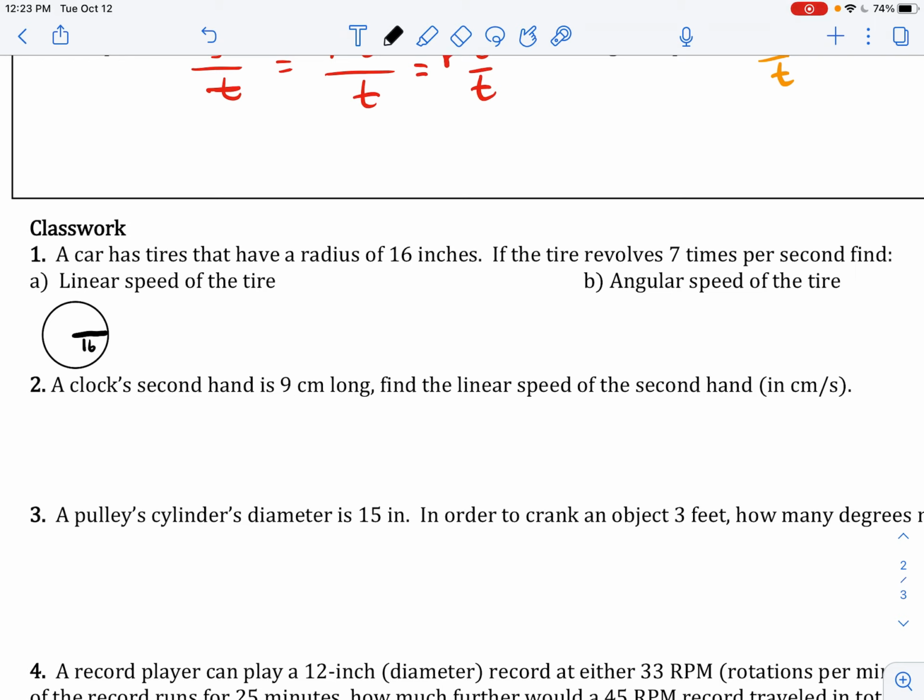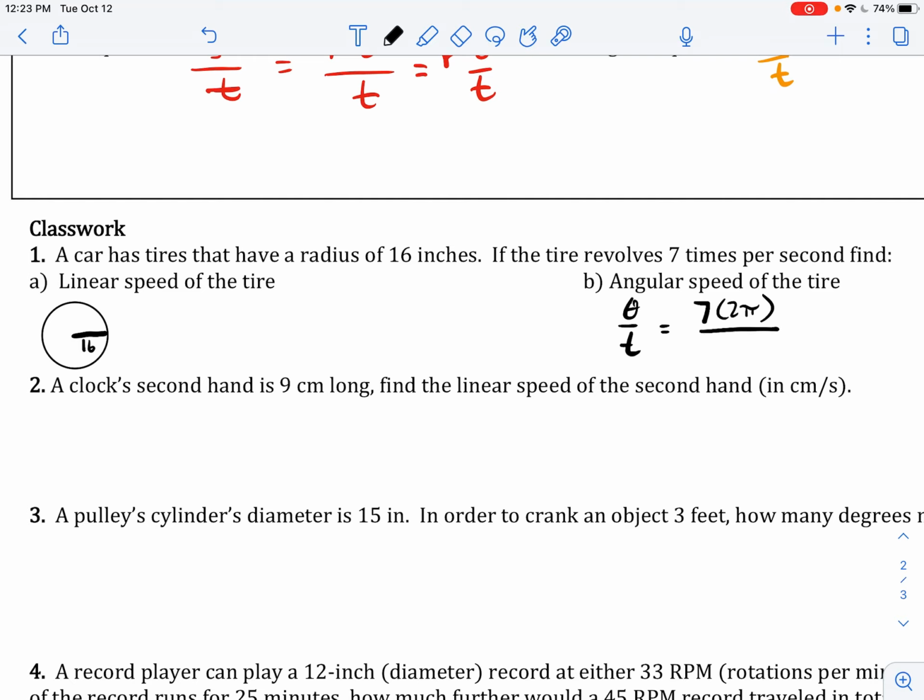All right, so like I mentioned before, I'm going to start with the angular speed first, which I know is theta over t. If we are talking about a full tire revolution, what is that angle measure? In one revolution, I know that my central angle will be 2 pi. But if I rotated 7 times in a second, then I would say 7 times 2 pi over 1 second. So I would say 14 pi radians per second. That's my angular speed.